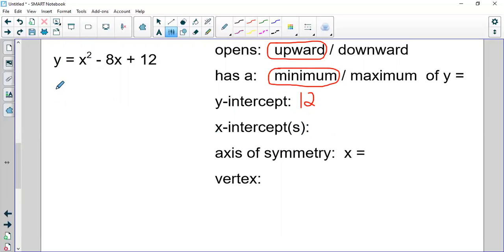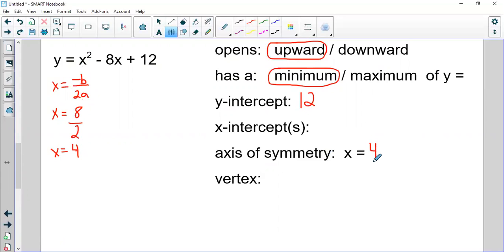I'll do axis of symmetry first. So my axis of symmetry is x is equal to negative b over 2a. You're going to need to memorize that formula. You're going to use it enough. Eventually, you're going to just know it. So in this case, b is already negative. So if I have a negative b, that's going to get me a positive 8 over 2 times a. A is 1, so that's 2. That means that my axis of symmetry is x is equal to 4.